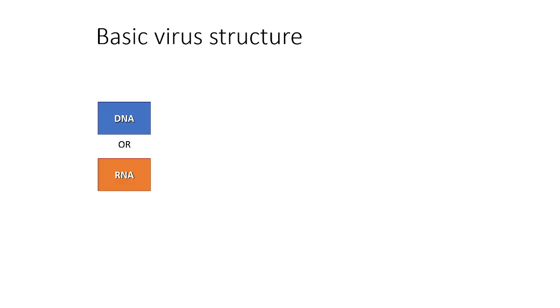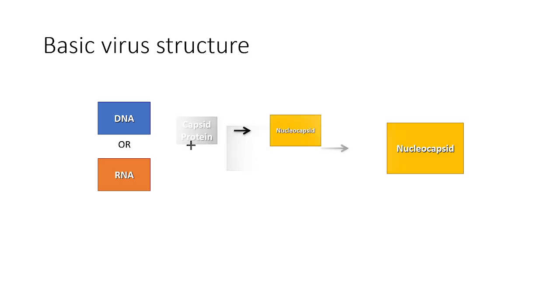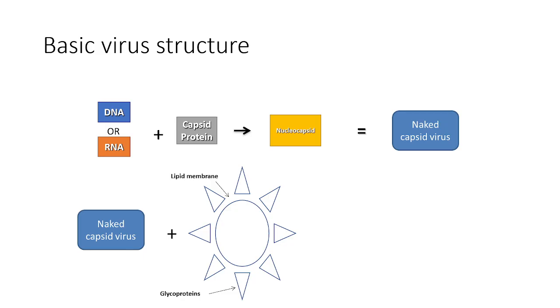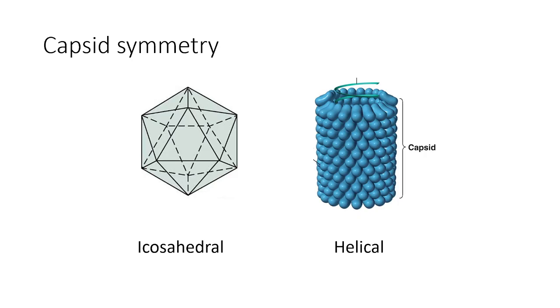If you look into the basic virus structure, it can be DNA or RNA, and there is a capsid protein, so you get a nucleocapsid. This nucleocapsid is basically a naked capsid virus. Now, this naked capsid virus can be surrounded by glycoproteins and a lipid membrane, the spike proteins, like for a coronavirus. So then you have an enveloped virus, inside which you have the nucleocapsid, and surrounding it the glycoproteins and a lipid membrane. The capsid symmetry can be helical or icosahedral. These are the shapes by which the capsid looks.